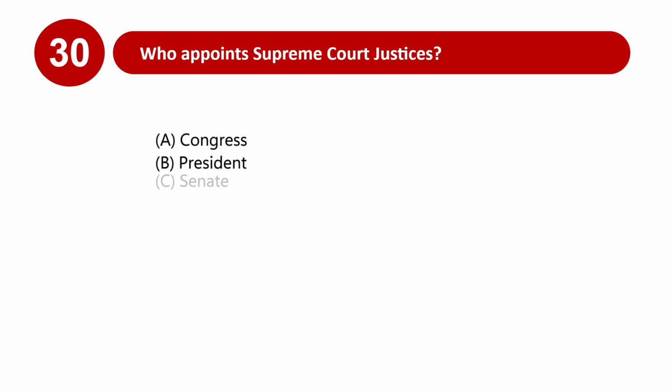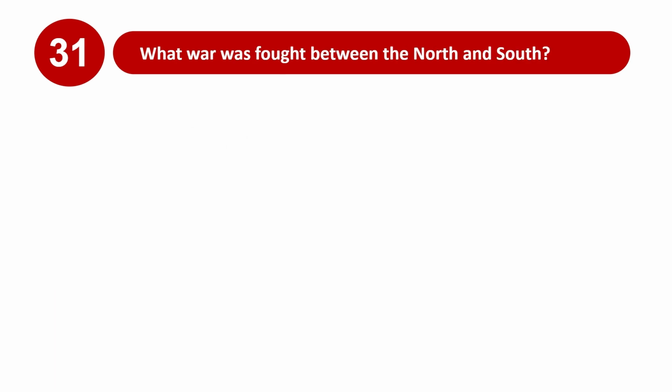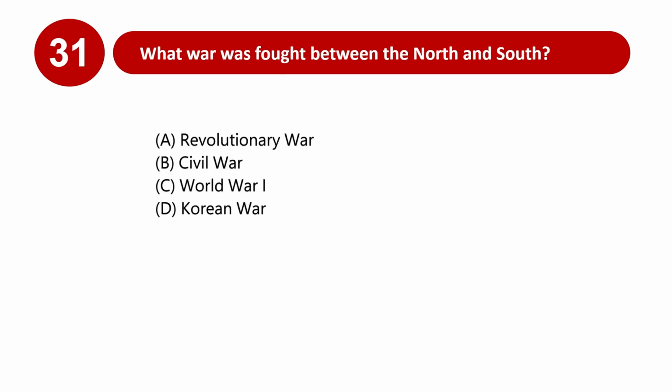Who appoints Supreme Court justices? A. Congress. B. President. C. Senate. D. Governors. Answer B. The President nominates justices.